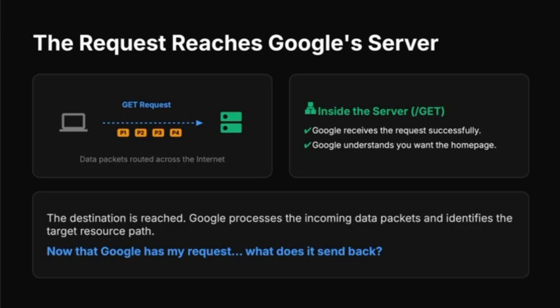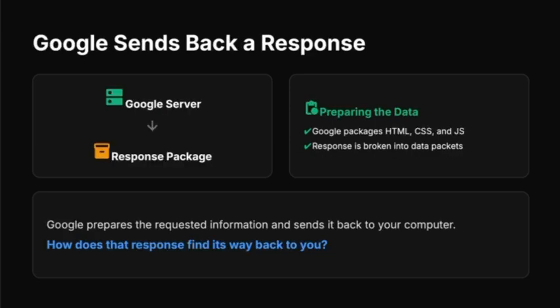After traveling across the internet, our request finally reaches one of the Google servers. If you look at the left side, you can see that all the packets have successfully arrived and are reassembled into a single request. Now the server reads that request, in this case a simple GET request, which is just your browser's way of saying, I'd like to see Google's homepage, please. The server understands exactly what you're asking for, and now it has one job left. It needs to prepare a response and send it all the way back to your computer.